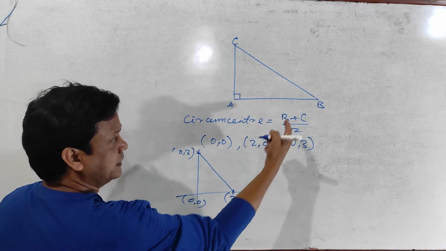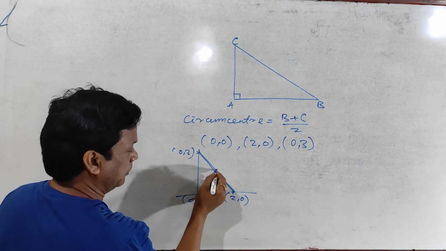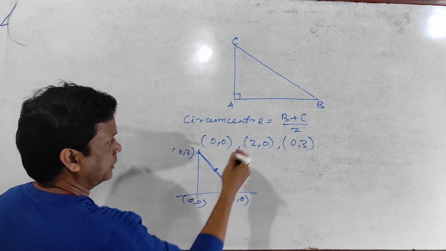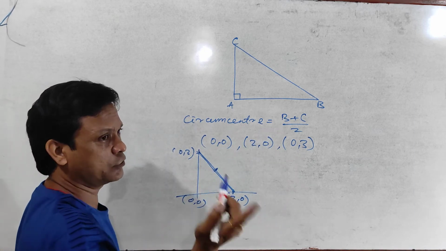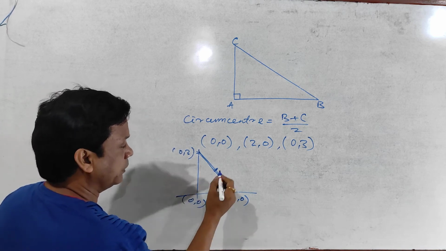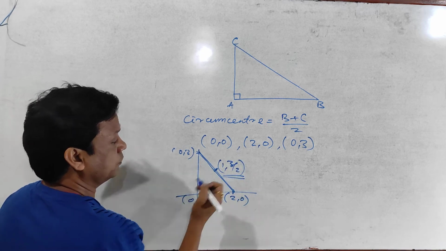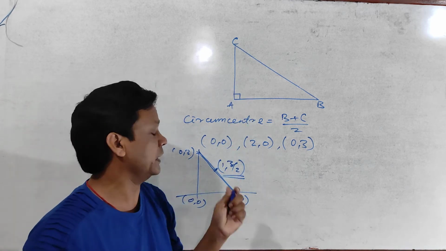And my formula is midpoint of the hypotenuse. So this is the hypotenuse. And you want to find out the midpoint. How to find out the midpoint? x1 plus x2 by 2, y1 plus y2 by 2. So 0 plus 2 by 2. 0 plus 2 is 2, 2 by 2 is 1. And 3 plus 0 by 2. So 3 by 2. So it will be 1, 3 by 2. This is the circumcenter of this triangle.